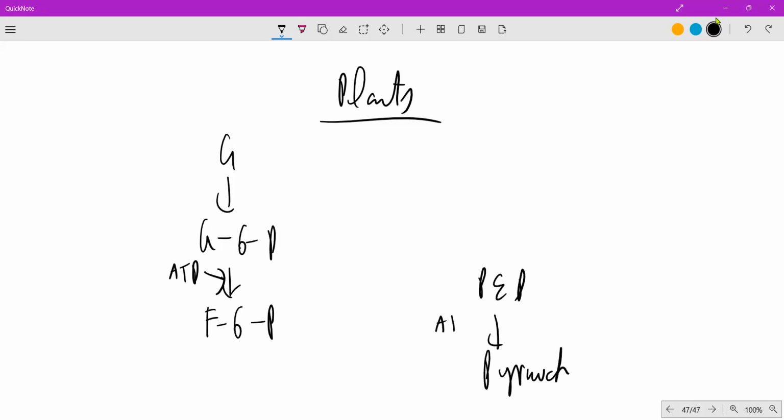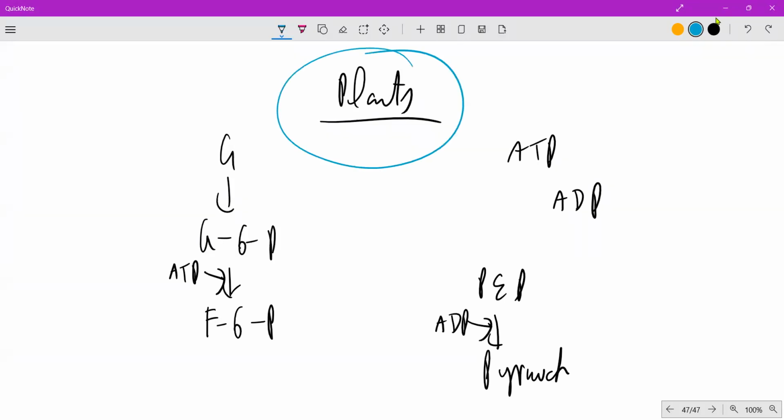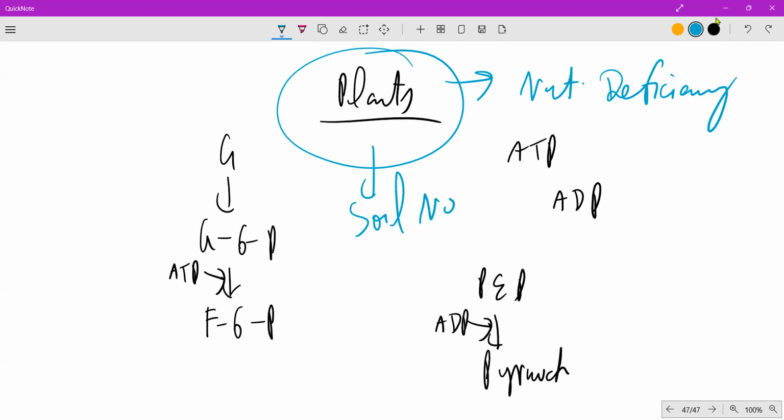This requires ADP. So in glycolysis, there are certain reactions which require ATP. There are certain reactions which require ADP. The problem is, if this plant is exposed to nutritional deficiency, if there is nutritional deficiency here, say our soil has no phosphate, so we have a nutritional deficiency in that case.